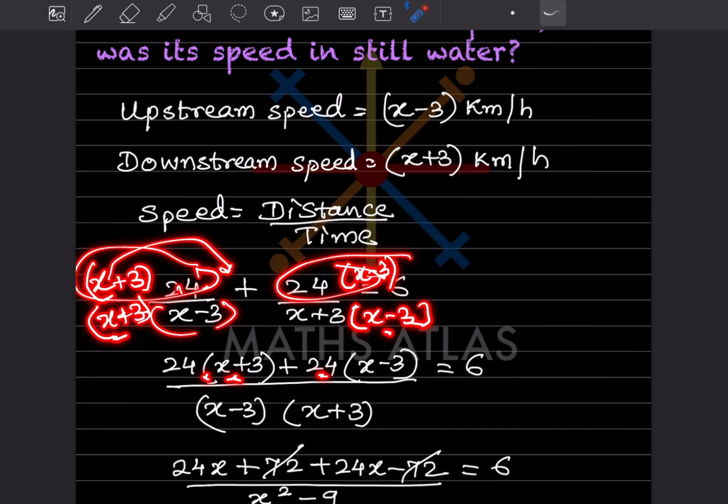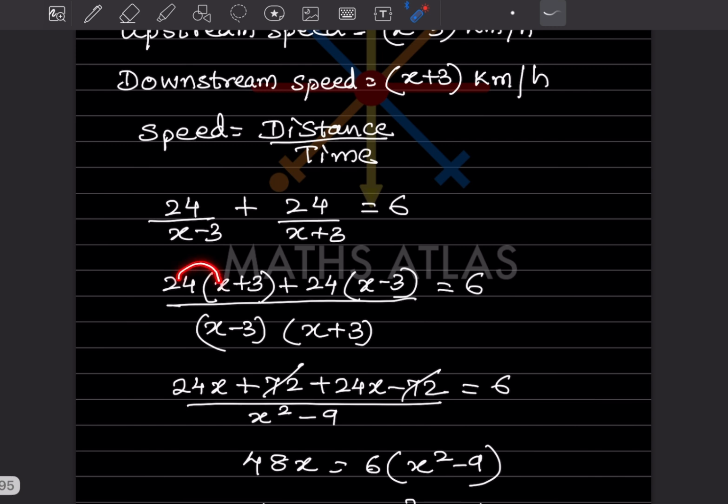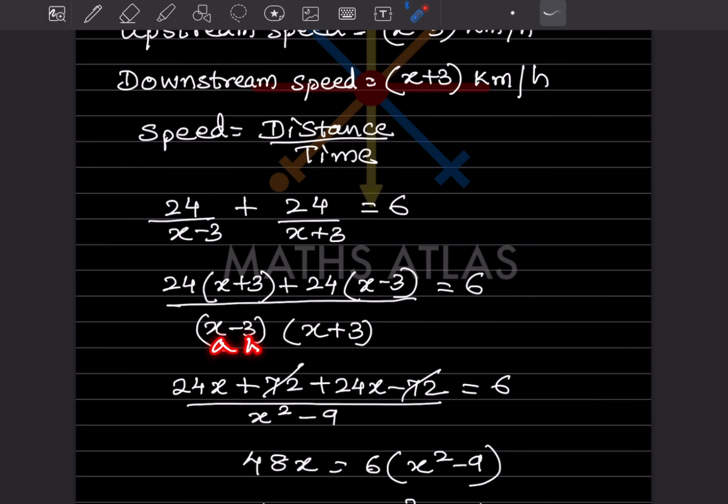Both are the same because it is multiplication. And the denominator, the LCM, is x minus 3 times x plus 3, and this is equal to 6. Now we expand: 24x plus 72 plus 24x minus 72, divided by, in the denominator, a minus b times a plus b, which is a square minus b square. This is one formula you have to remember. Here a is x and b is 3, so that will be x square minus 3 square, which is 9, equal to 6.